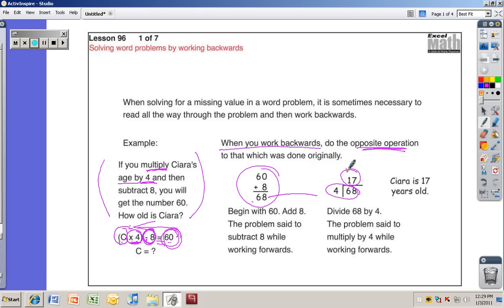Now, if you get an answer that's absolutely crazy, watch out for that, because it's got to make sense. She's not going to be like 120 years old. And I do want to see you write out this part right here. This part to me is not even as important. I want to see the actual equation, working your way backwards through it to get the original number.